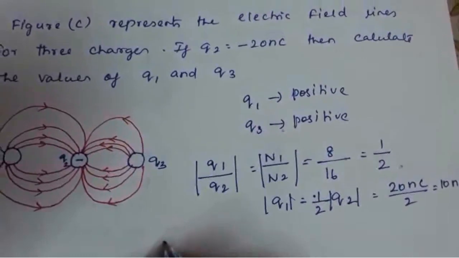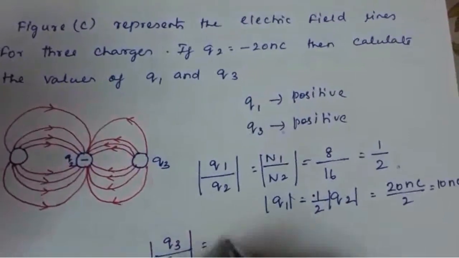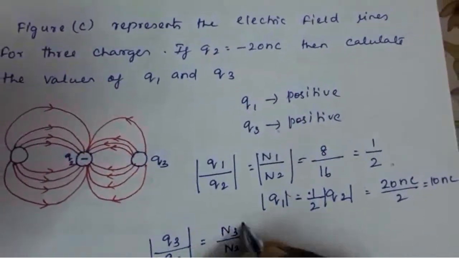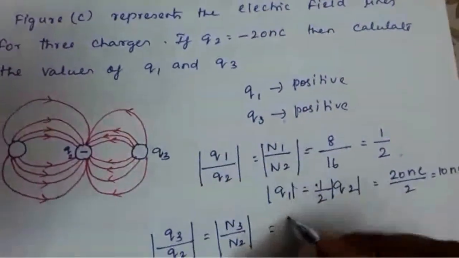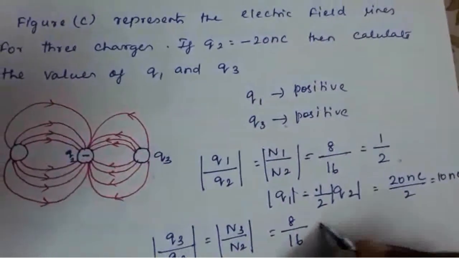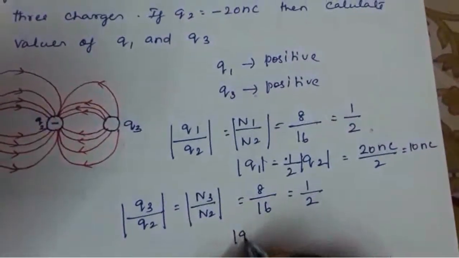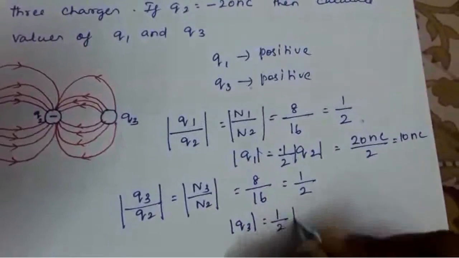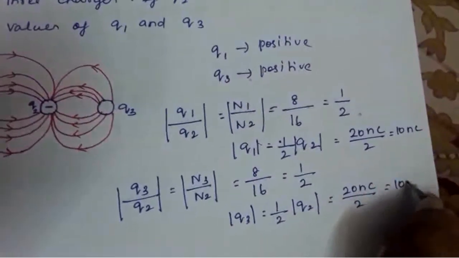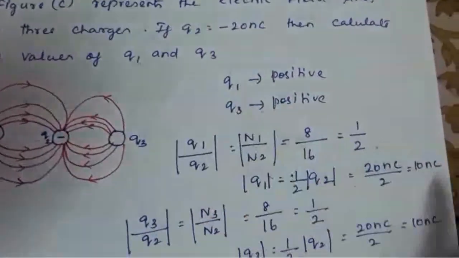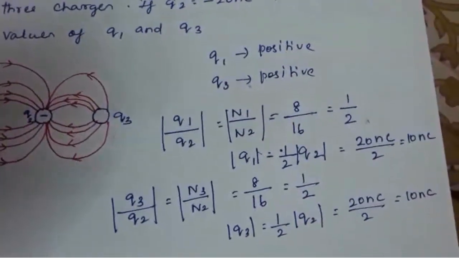Similarly, we can find out Q3 by Q2 is equal to N3 by N2. How many lines are there in N3? Here 1, 2, 3, 4, 5, 6, 7, 8. So it is 8 by 16, which is equal to 1 by 2. So we can write modulus of Q3 is equal to 1 by 2 times Q2, which is equal to 20 nanocoulomb by 2, which is equal to 10 nanocoulomb. Q1 and Q3 are positive. Here we are taking the magnitude, so we are not putting the minus sign. So it is 10 nanocoulomb.